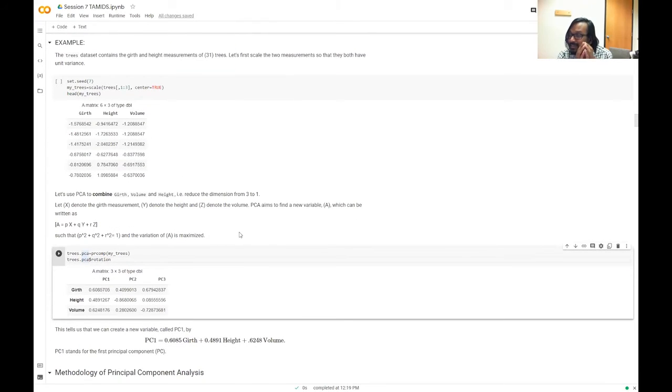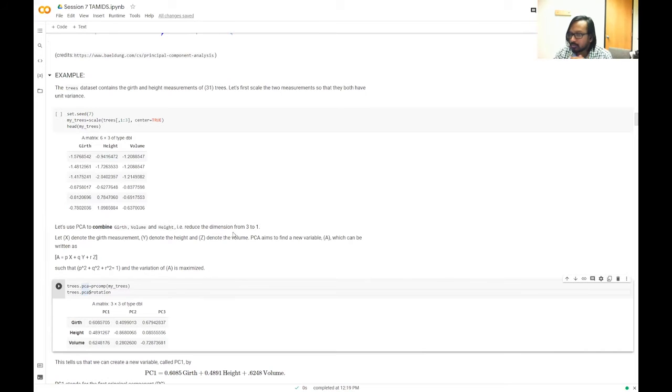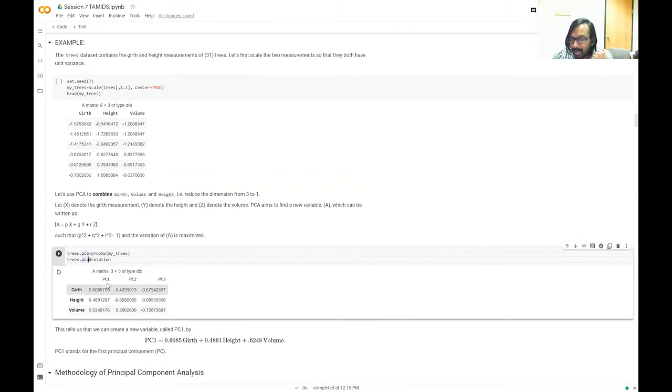PC1 is the variable that captures the most of the variability of the data. PC2 is orthogonal or uncorrelated to PC1. That means these two variables have independent information. So whatever information PC2 has is additional to whatever information is captured by PC1. Because they are uncorrelated, they do not have any redundant information shared between PC1 and PC2. And so on. So in this case, if you combine PC1, PC2, and PC3, you get back the entire information from girth, height, and volume.